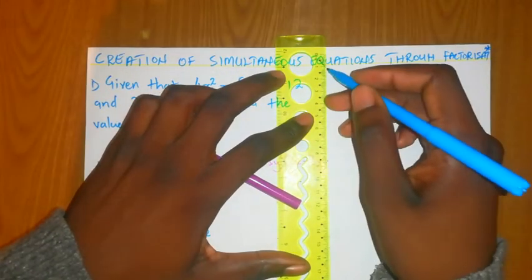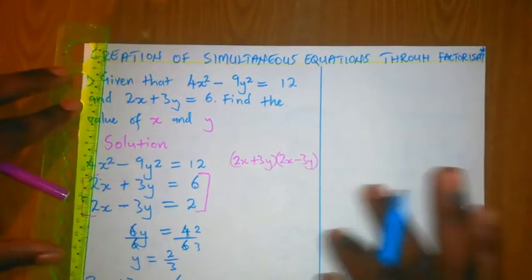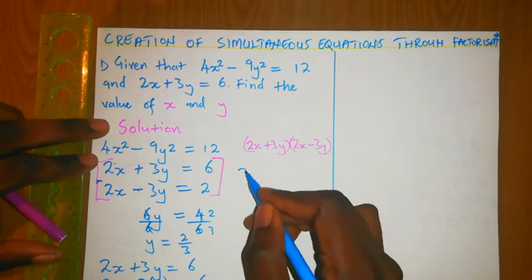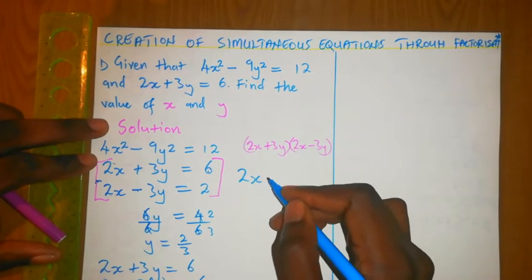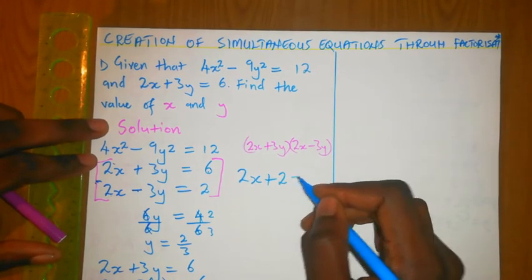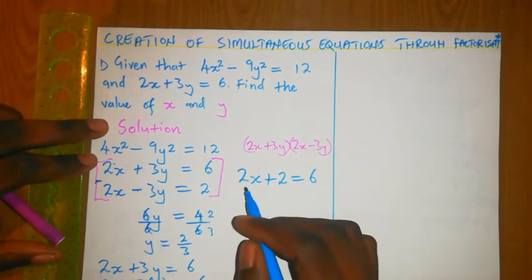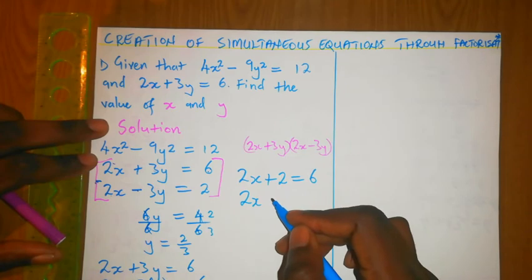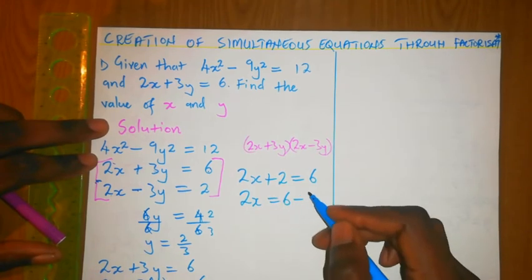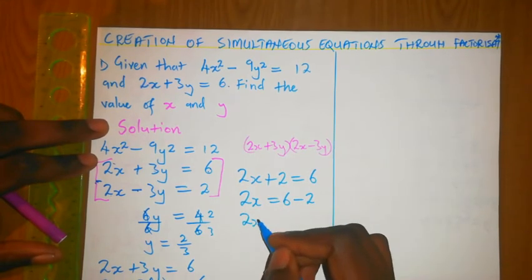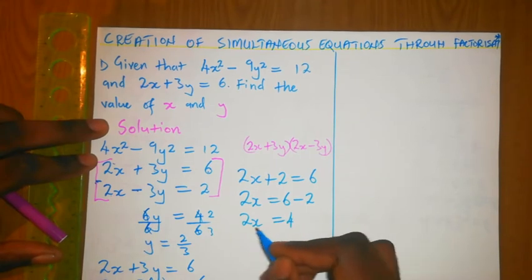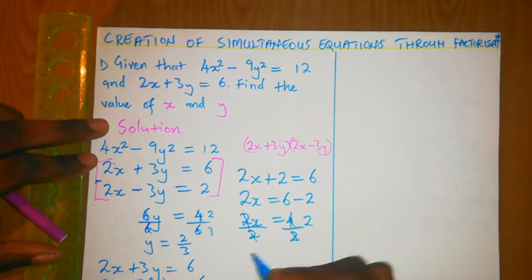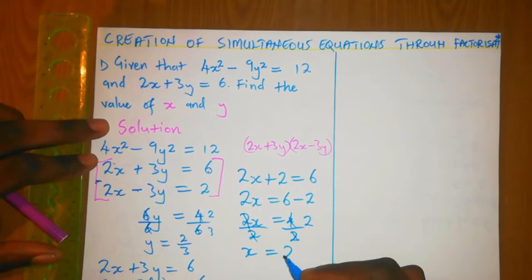It will continue there. It's now 2x plus 2 equals 6. I'll then collect my like terms. 2x is equal to 6 minus 2. 2x is equal to 4. Divide both sides by 2. I'm going to obtain my x is equal to 2.